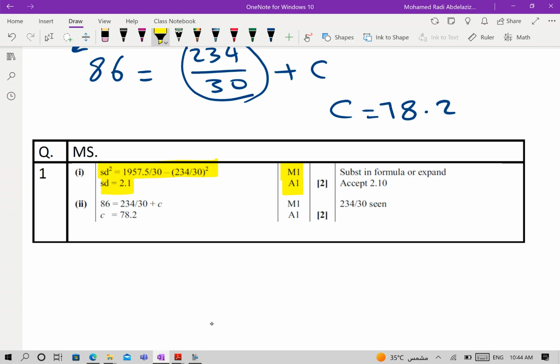For part B, the final answer is 78.2. 1 mark. Before that is the method mark, M1, followed by A1.